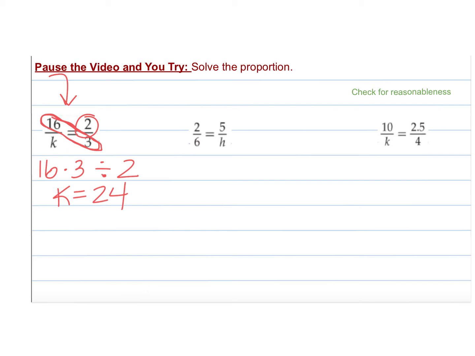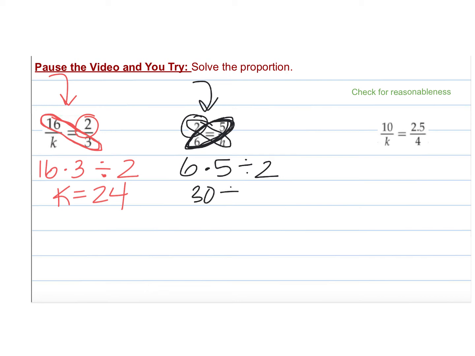Let's look at this next one before you do the last one on your own. So 2 over 6 equals 5 over 8. I find the diagonal with just the numbers, which would be 6 times 5, and then I'm going to divide it by 2. Because this diagonal has the variable, I'm looking at this one first. So I multiply the two numbers that are diagonal from each other and divide by the third. 6 times 5 is 30, divided by 2 equals 15. So h equals 15.